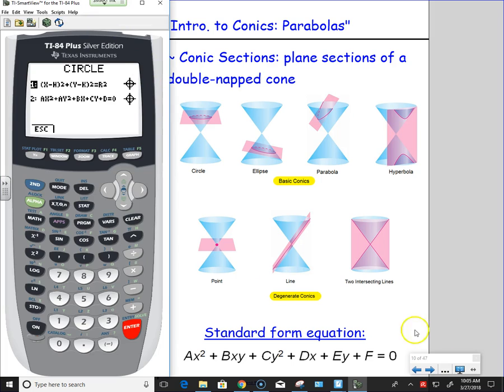Let me get rid of this screen. The D and the F are the same because neither of them have a variable with it, but what's actually missing? The XY. Yeah, the XY one's missing. So in the circle, you could say, what is A?